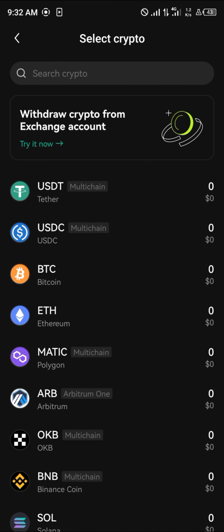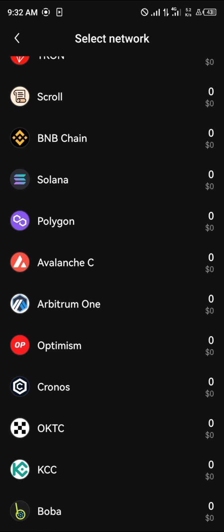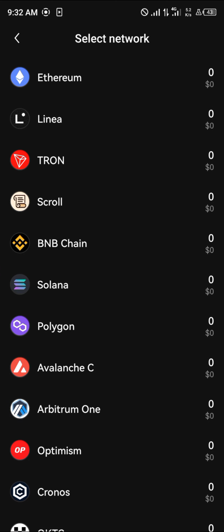The same goes for the USDT and its multiple networks. As you can see, these are all the networks supported on OKX, and by clicking any of them, you can receive your tokens.